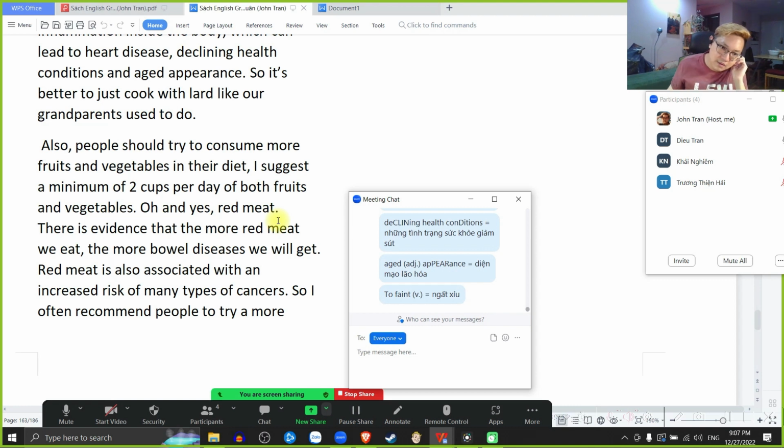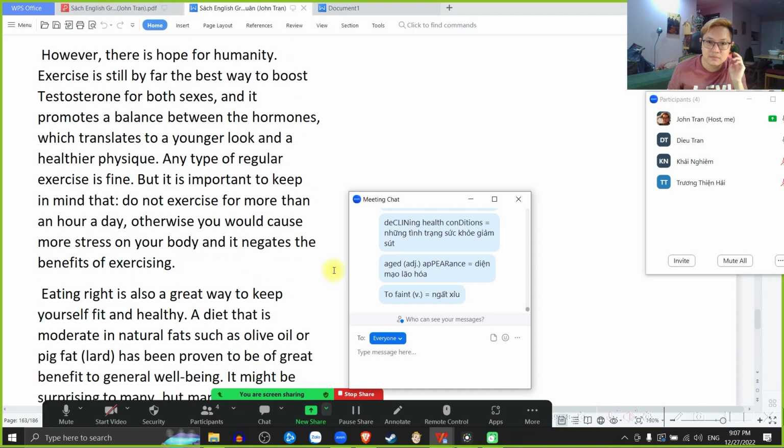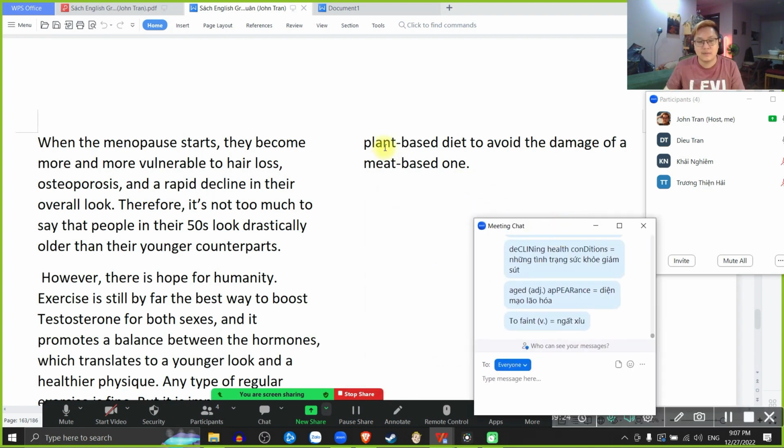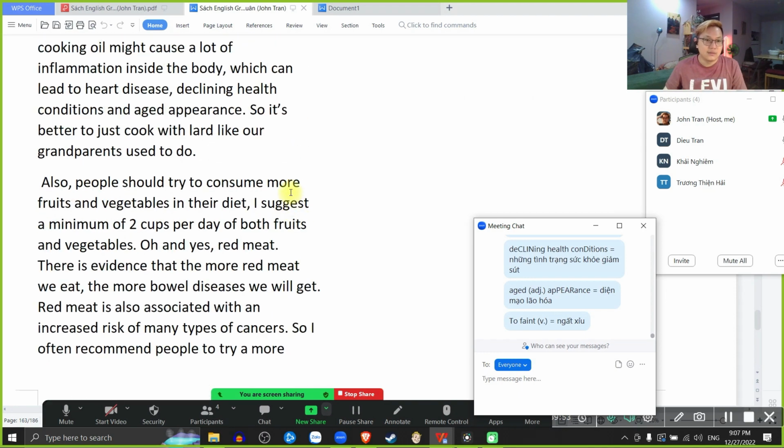So I often recommend people to try a more plant-based diet. Plant-based diet to avoid the damage of a meat-based one. Okay, very good.